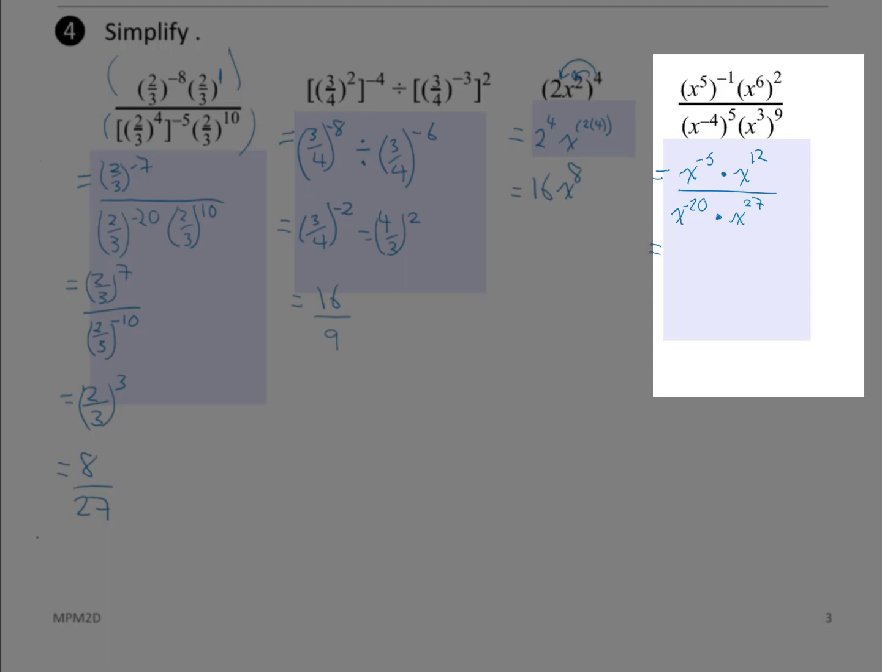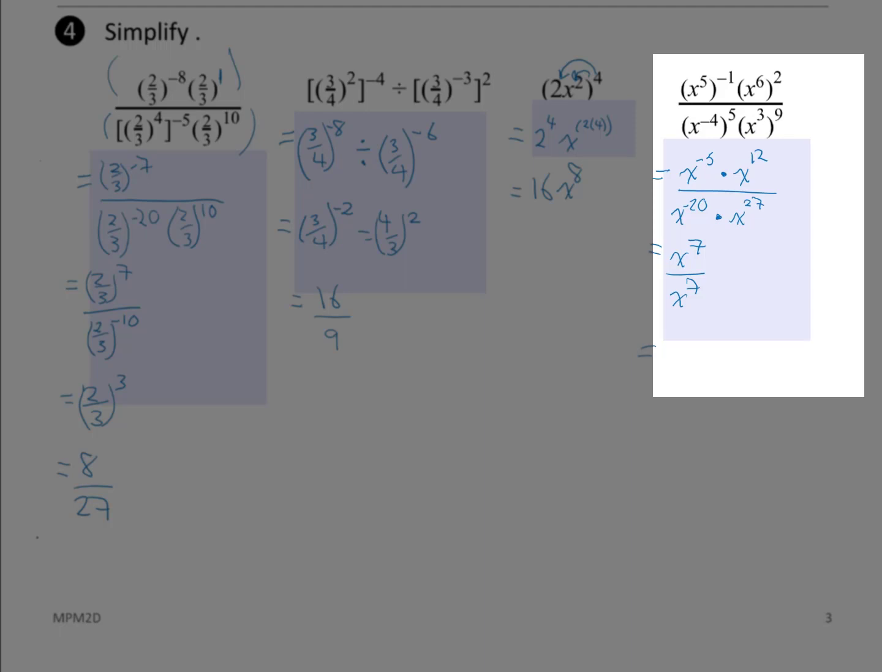Okay. Now we have two multiplications, and they're the same base, so we can just add the powers in the numerator and the denominator. So let's do the numerator first. We have x to the power of negative 5 times x to the power of 12, so we add our powers together. Negative 5 plus 12 gives us 7, so we are left with x to the power of 7. Then in our denominator, we have x to the power of negative 20 times x to the power of 27, so negative 20 plus positive 27 gives us x to the power of 7 here. We are done with that.